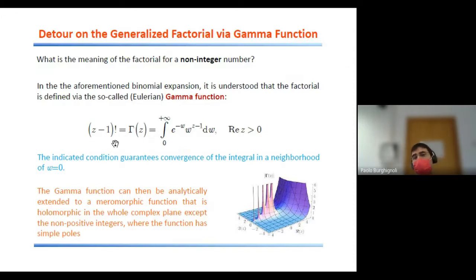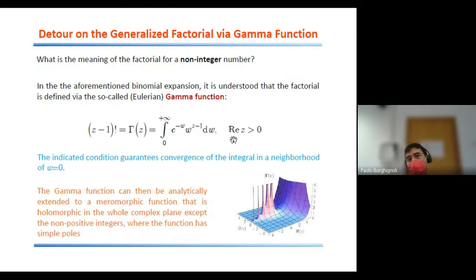z minus 1 factorial is defined as the gamma function evaluated at z, and the gamma function is defined in terms of this integral, where again we have a simple exponential e to the minus w, and then there is a power w to z minus 1.